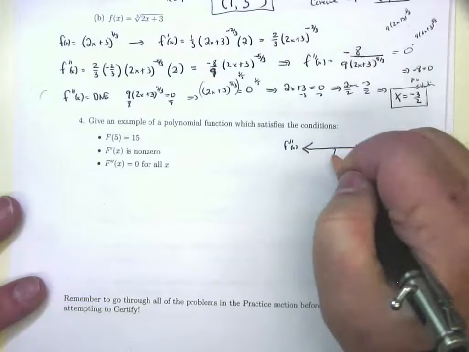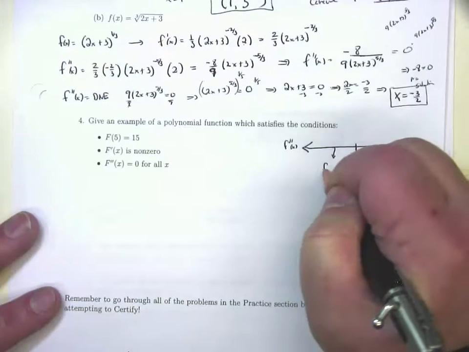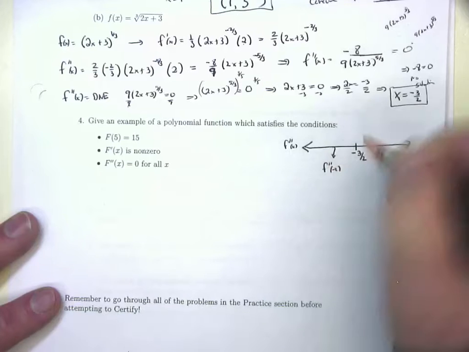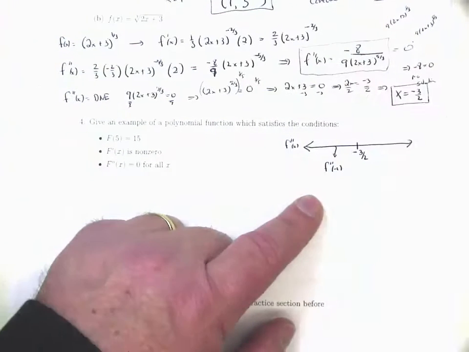Pick a number less than negative 3/2. Remember, negative 3/2 is like negative 1.5. Something less than that would be like negative 2. So f double prime of negative 2. I'm going to take negative 2 and plug it into my second derivative.